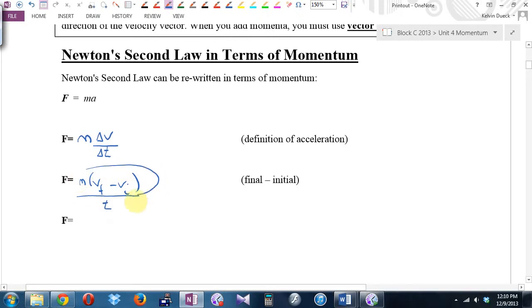And this here is really the change in momentum. Because if mass times velocity is momentum, mass times change in velocity is change in momentum. This is how Sir Isaac Newton wrote his. He said it's change in momentum over time. That's another way to write ma. Sir Isaac Newton said the force is equal to the change in momentum divided by the time.